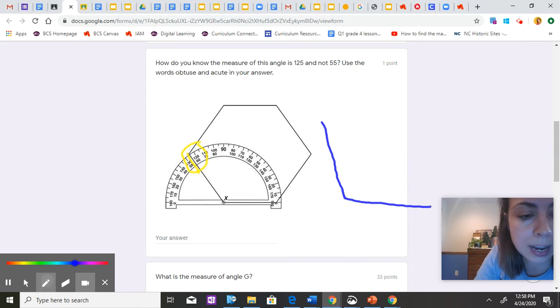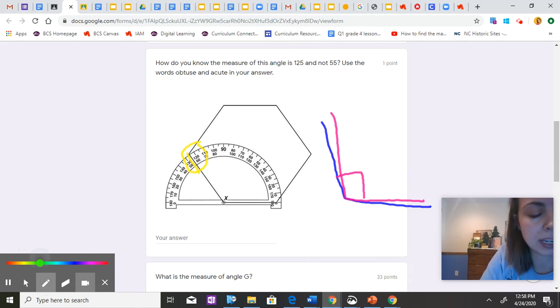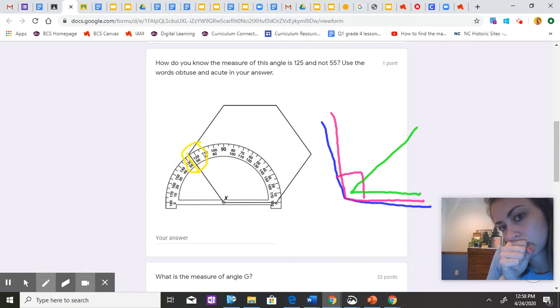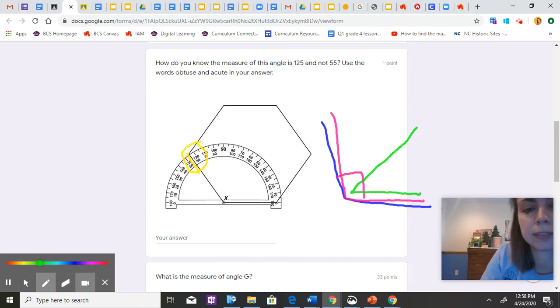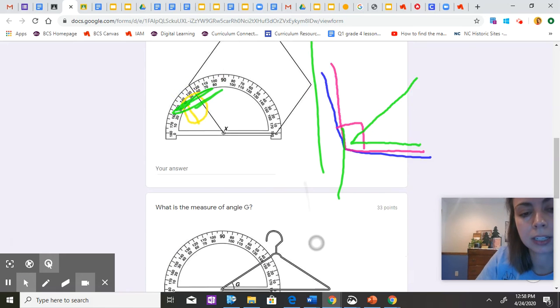What kind of angle is that? How can you tell? Okay, so if that's a right angle, is it more or less? Where would a 55-degree angle be, right? So how do you know that it's 125 and not 55? I'm not going to tell you, but that was a good hint. You must use the words acute and obtuse in your answer.